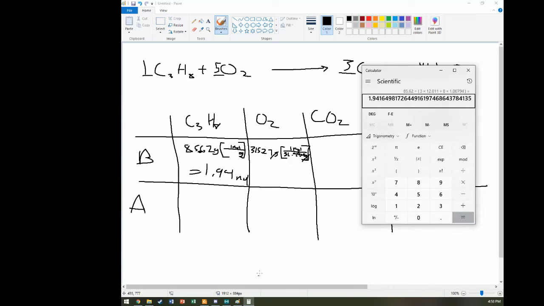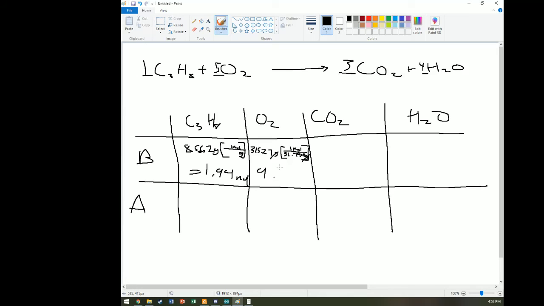And then for the oxygen, 315.27 divided by 31.9988. That one yields us 9.85 mole. So in order to figure out the number of moles of fuel we use, now we have to decide what the limiting reagent is.